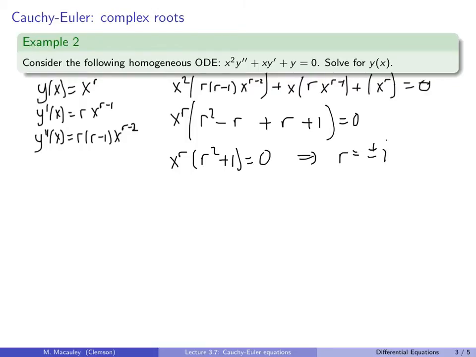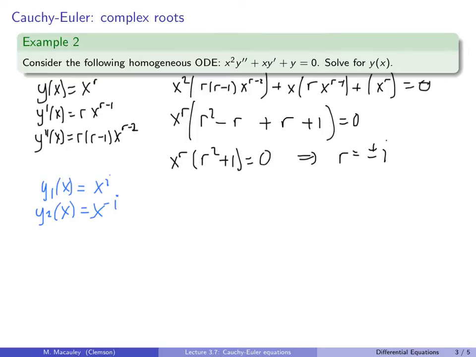So that means that we have two solutions. We have y1 of x equals x to the i, and y2 of x equals x to the minus i. Unsurprisingly, we're not satisfied with solutions of this form. We want to actually write these in things that we can understand. We want to write these in terms of real valued functions. So let's do that. So how do we do that?